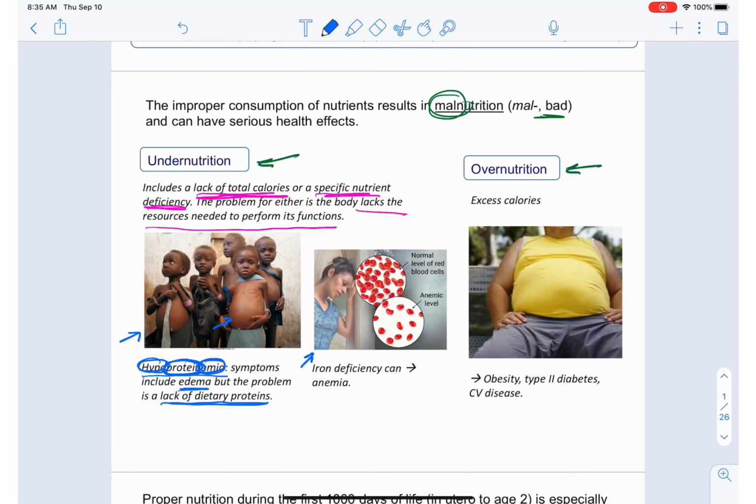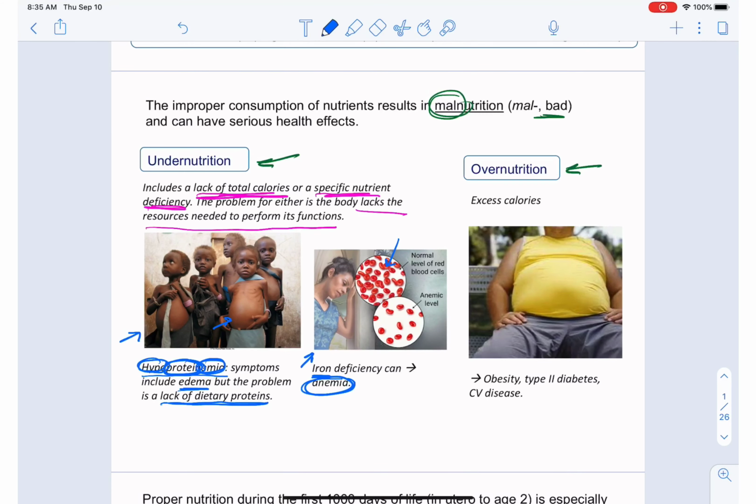Here's another example of undernutrition, and this is another example of a specific nutrient deficiency, and this represents an iron deficiency. Iron's a mineral. And if you have an iron deficiency, that can result in the condition called anemia, which means you have a low red blood cell count or you have a low hemoglobin count. And the reason that's the case is because iron is a critical component of hemoglobin, which you find within red blood cells. And it's that iron in the hemoglobin that's responsible for binding oxygen.